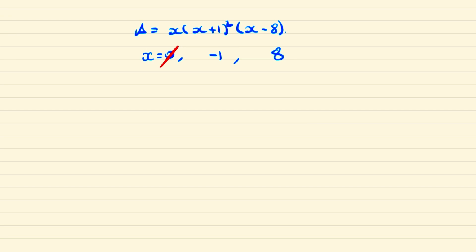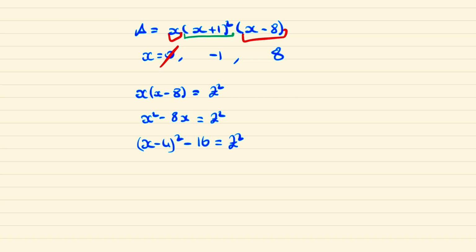And we can also realize that given that x plus 1 squared is always going to be a square number in our expression, it's possible that x multiplied by x minus 8 will be a square number. So we can say that x times x minus 8 is equal to z squared. And expanding this out and then completing the square, we arrive at the following.